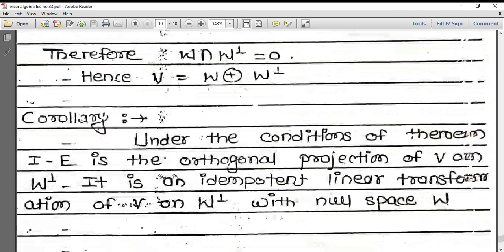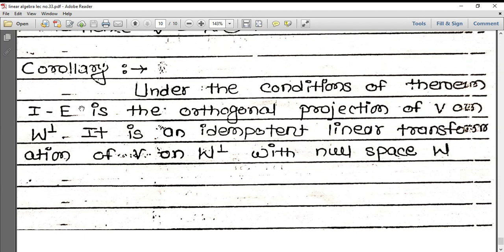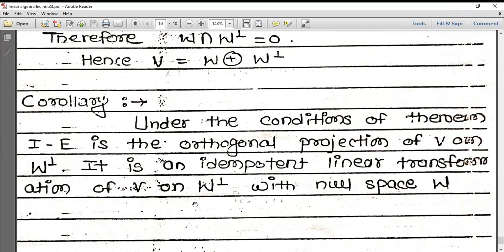Okay. Corollary. Under the condition of the theorem, I minus E is the orthogonal projection of V on W perp. It is an idempotent linear transformation of V on W perp. This is the most important. With null space W. For this orthogonal projection, the null space is W. And this is the idempotent linear transformation of V on W perp.